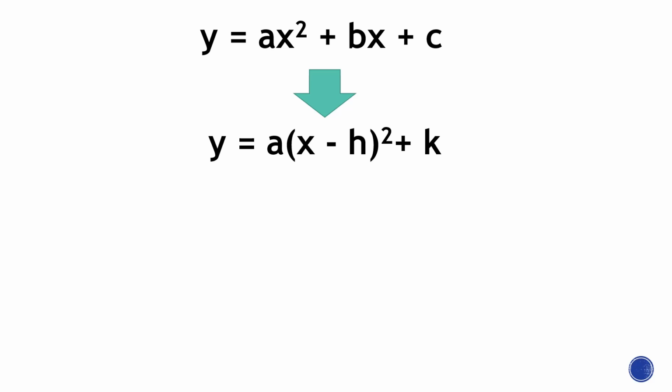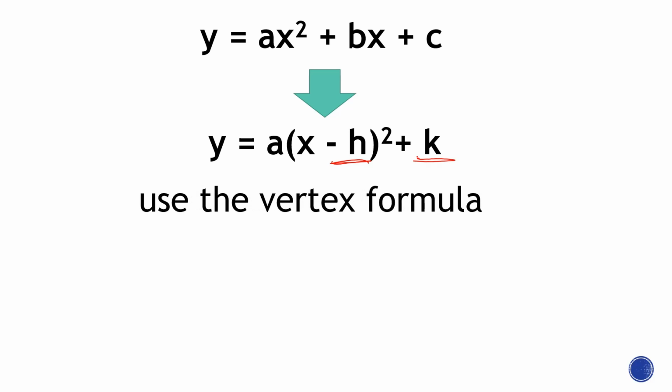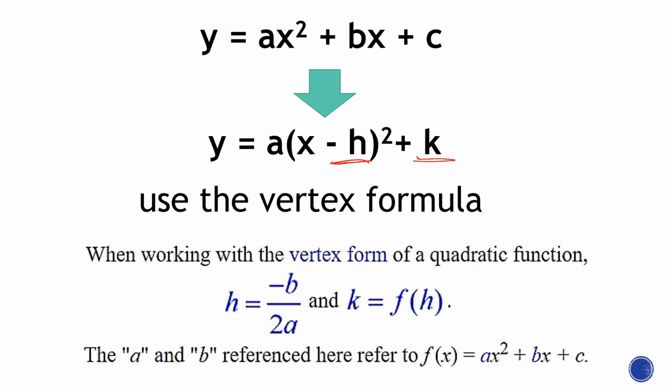So we have here a standard form y equals ax squared plus bx plus c, and the objective is to convert that to the vertex form. And the reason why it's called the vertex form is we can see the vertex, it's h and k of the parabola of the quadratic function. So use the vertex formula.